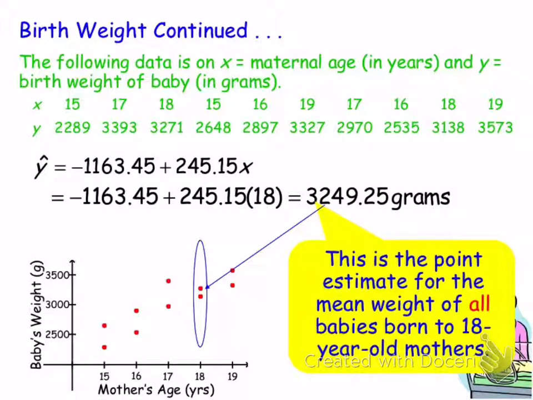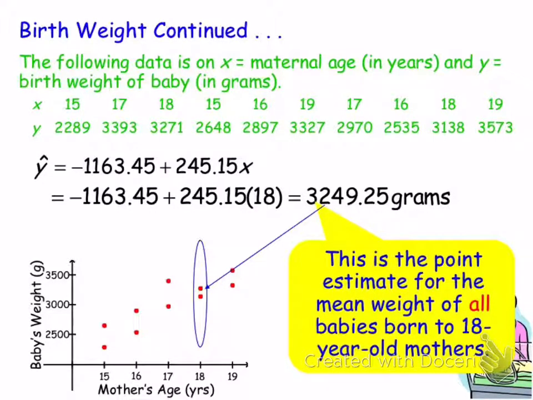So there are 2 ways that I interpret this. This is a predicted point, because remember you can interpret the point estimate 2 ways. It's a predicted point, so when the mother is 18, they will weigh that amount. And then also it's a mean weight for all babies born to 18-year-old mothers. So it serves as a mean and it serves as a predicted value.